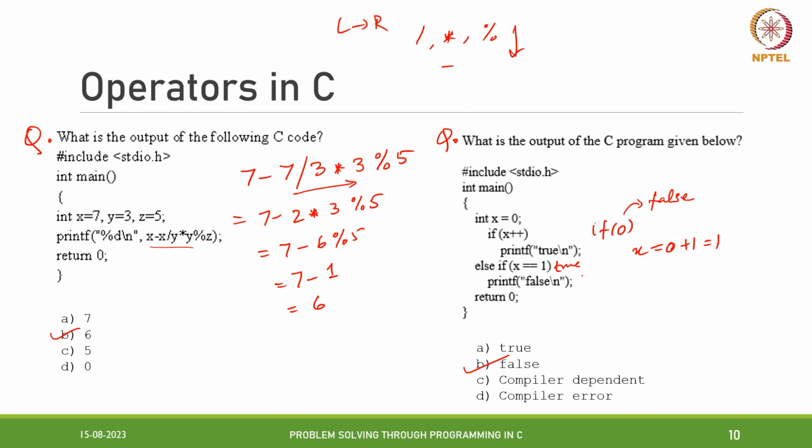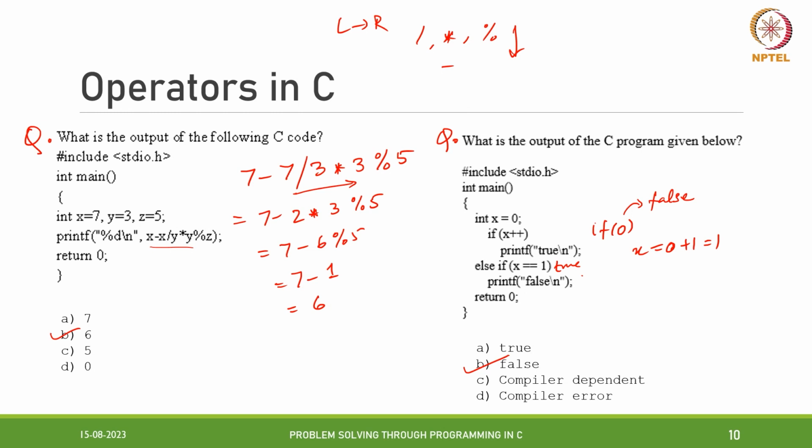So the evaluation here will happen as if of 0, that is, no increment has taken place so far. After this evaluation is done, only then the x value will be incremented by 1. So the if of 0 occurs first. So if of 0 means it will be false, and false means it will go to the else if part. Now before the else if part is executed, the increment operation will take place.